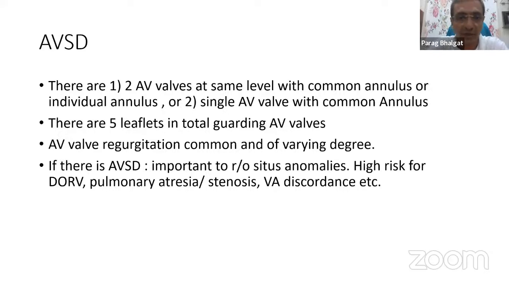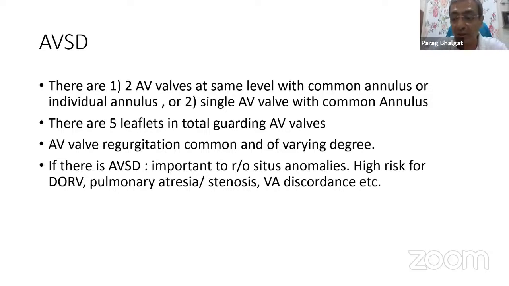Now, atrioventricular septal defect is of many types. You can have two valves at same level with one or two annulus or single AV valve with a common annulus. There are 5 leaflets guarding the AV valve. AV valve regurgitation is a common feature and AVSD is associated with sinus anomalies like right isomerism, high risk of DORV, pulmonary arterial stenosis, and VA disorders.